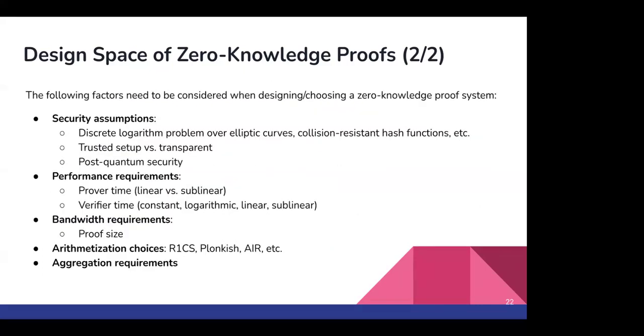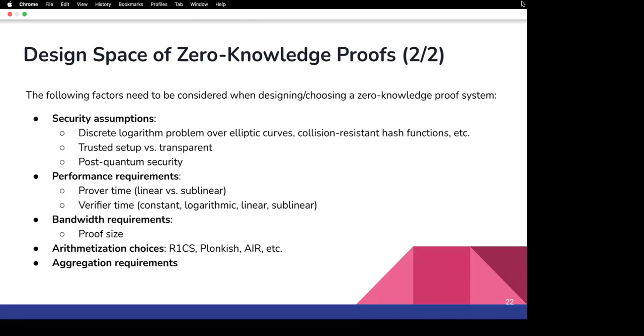So essentially, when you consider designing or choosing a zero-knowledge proof system for your application, there are many factors you need to consider. The first one is the security assumptions. Whether your system is based on the discrete logarithm problem over elliptic curves, or relies on collision-resistant hash functions, etc. Whether you would like to have a trusted setup, transparent setup, or updatable setup. Whether post-quantum security is what you need for your application. Those are all factors you need to consider from the security perspective.